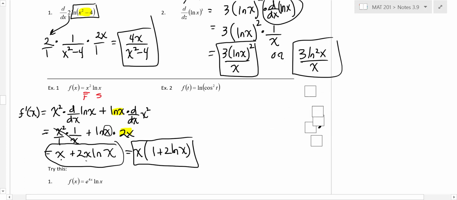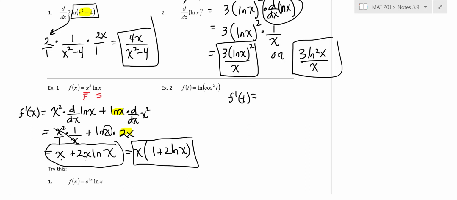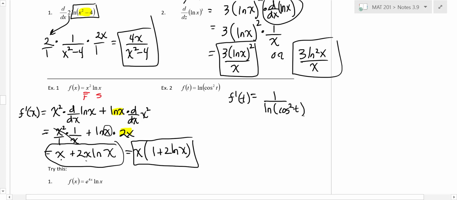Okay, now let's do this next one here. Let's see what we've got going on in this one. We have f prime of t. This is a chain rule. What is the big function? It's ln of something, right? So when you do an ln of something, you do two things. You do 1 over the function. Now that whole function is an ln of the cosine squared of t. So it's 1 over the function. Then the next step is to do the derivative of that function that's inside.